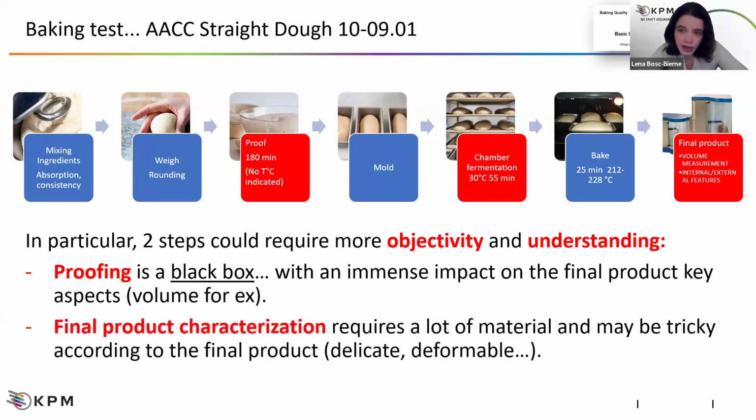And then there is the final product characterization that usually requires a lot of different material, like a caliper, a weighing scale, a colorimeter, a volumeter maybe. So a lot of different material, and that can be tricky according to some products. Some products are highly deformable, very soft. So when you assess their height, if you press a little bit on them, then you will miss the correct height by 2 millimeters. But 2 millimeters may be the difference between the product fitting in the box or not. And some products may be delicate and may break easily.